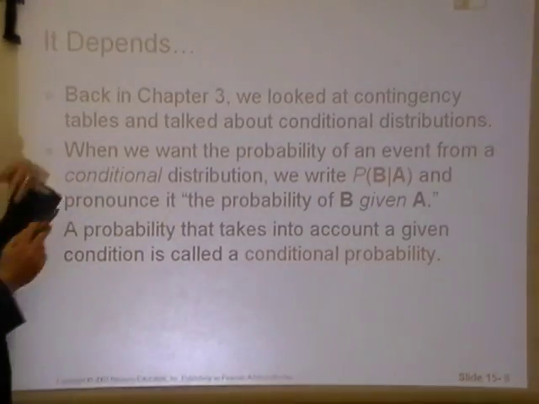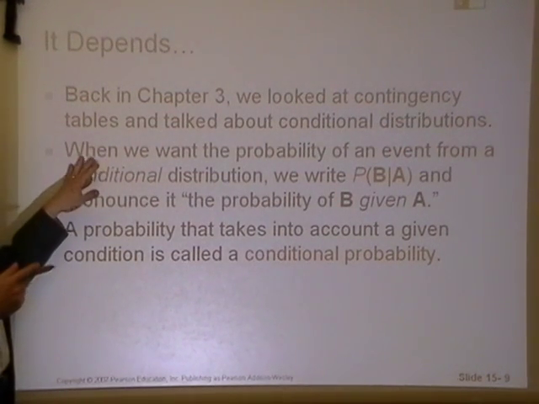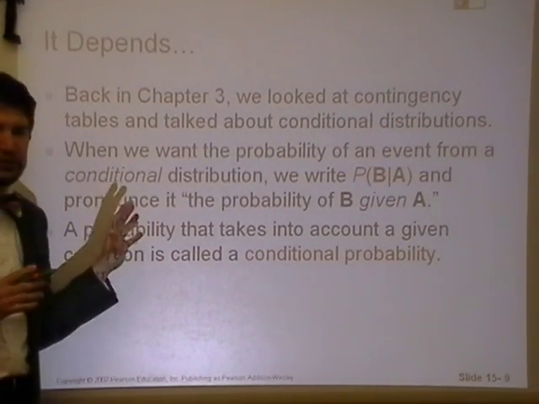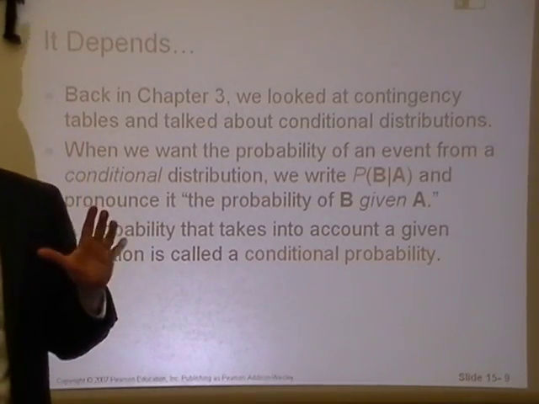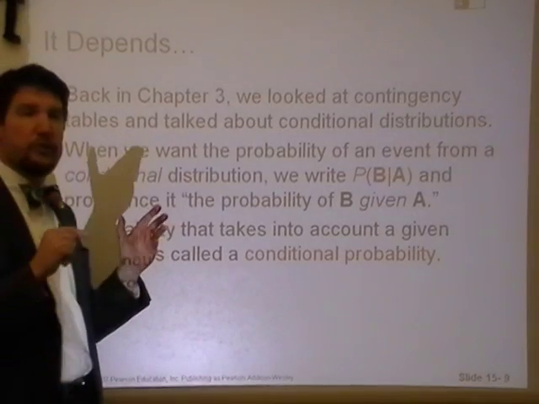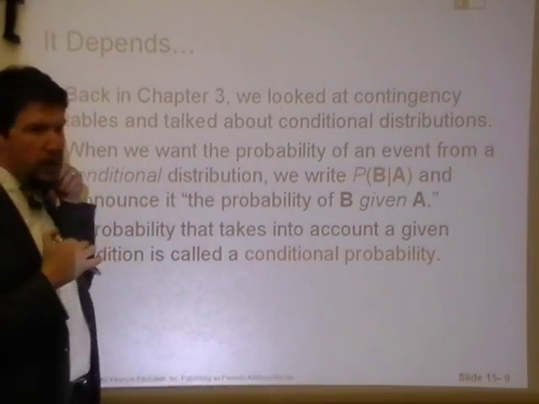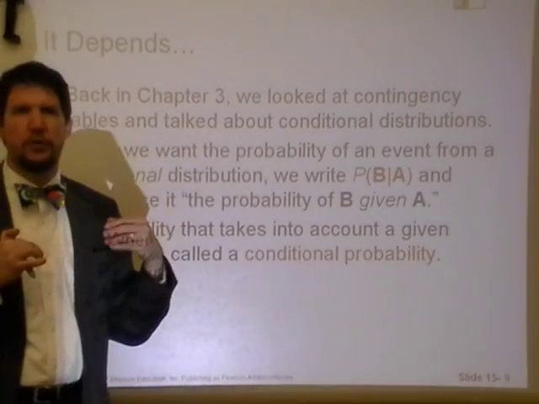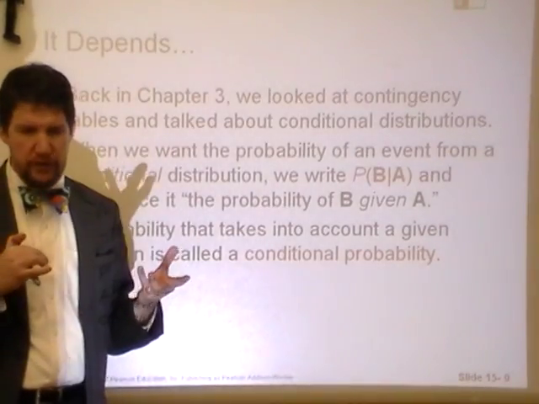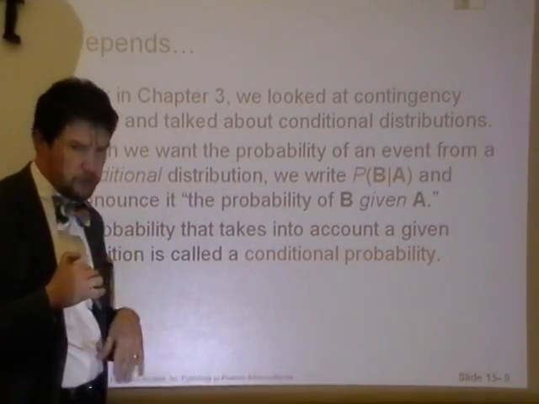Okay, moving on. Back in chapter 3, we looked at contingency tables and talked about conditional distributions. With the two-way table, back in the days of the Titanic, we would say something like, under the condition that you survive, how many people were from first class? We'll take a look at that in a second because we're going to run out of time, and we'll be right back.